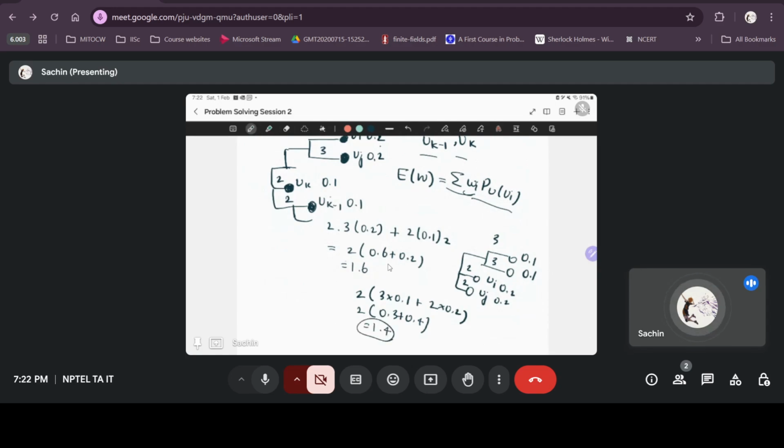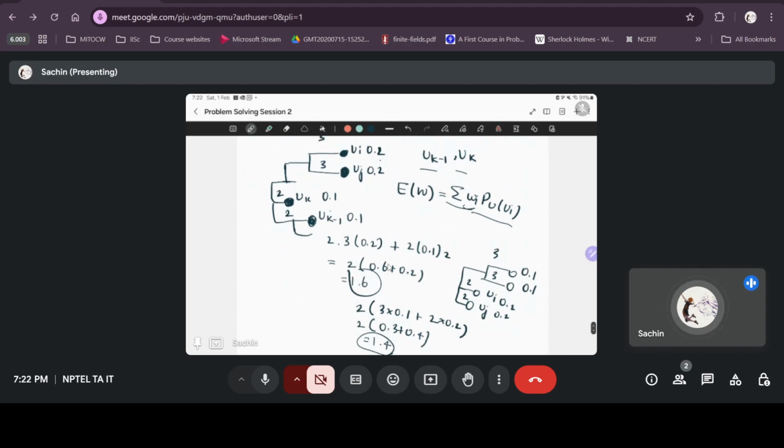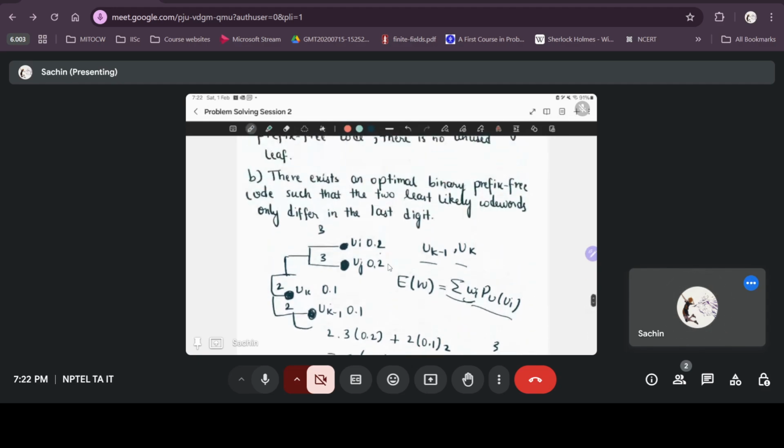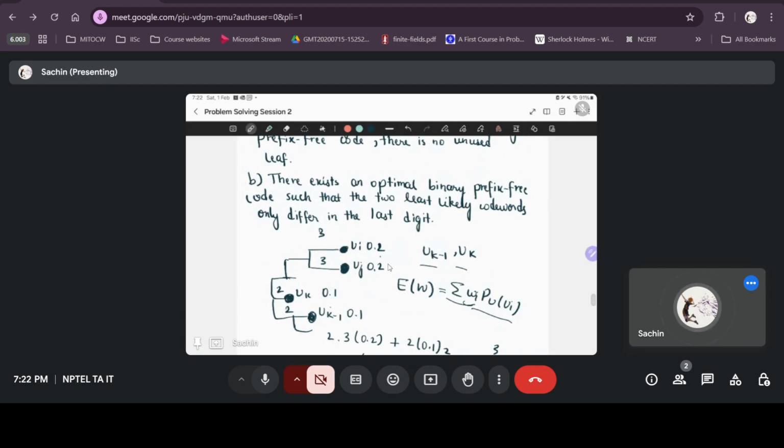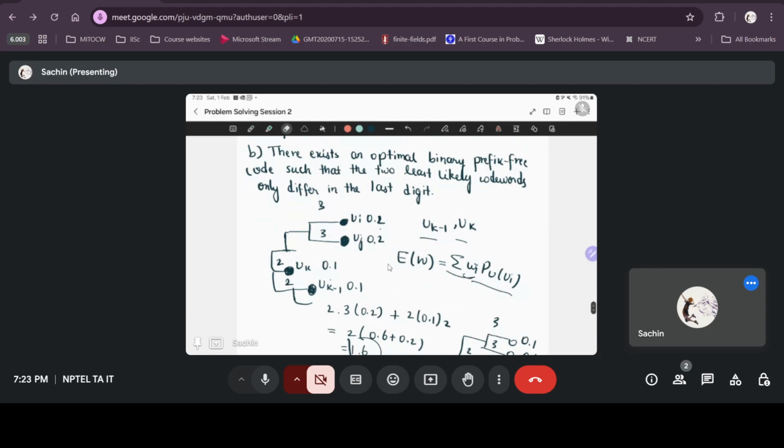So the average contribution from the code words assigned to these messages is lower in the second case. So the first case was actually not optimal. So in an optimal binary prefix free code, you can always swap the least likely messages with the longest length code words in the tree. So option B is also a true statement.